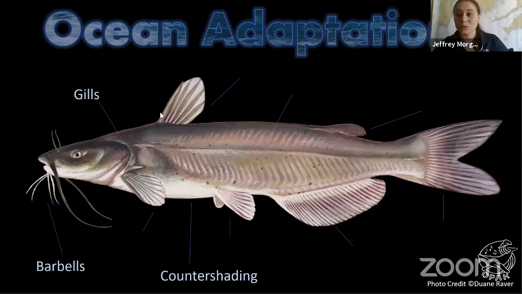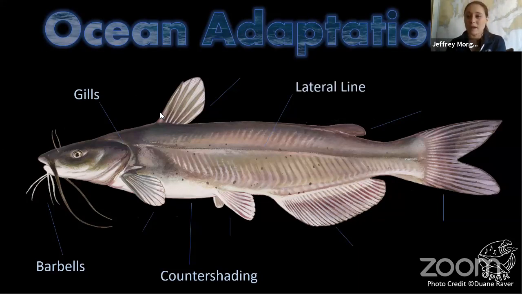If another fish were to swim over the catfish and it looks down, the back of the catfish will blend in with the sea floor, which is sand or dark and murky mud. All right, that's called counter shading.